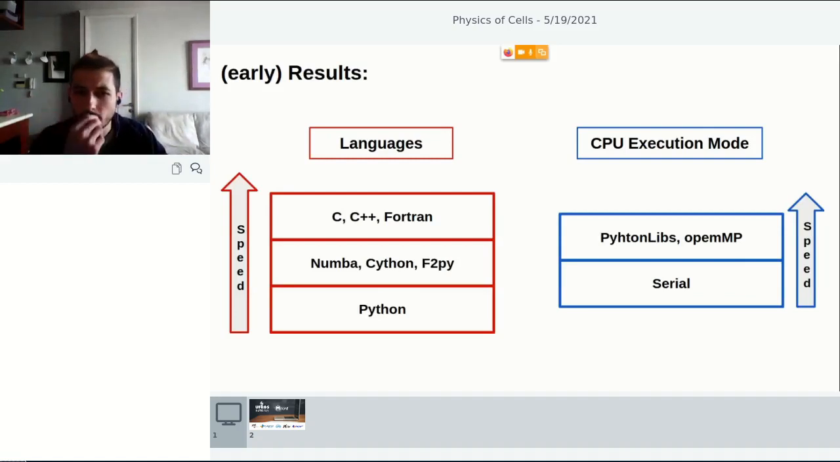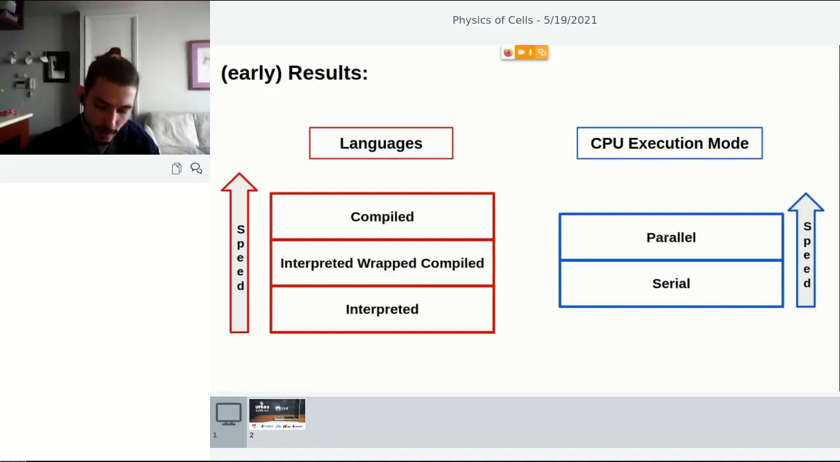So what's faster? C is faster than Fortran, Numba is faster than Python, Cython is faster than C. Can I connect Python libraries with Fortran? Can I use OpenMP in F2py? What's OpenMP? Is it a language? What is Numba? So it starts a lot of confusion, and the best way to approach this is to use a level of abstraction.